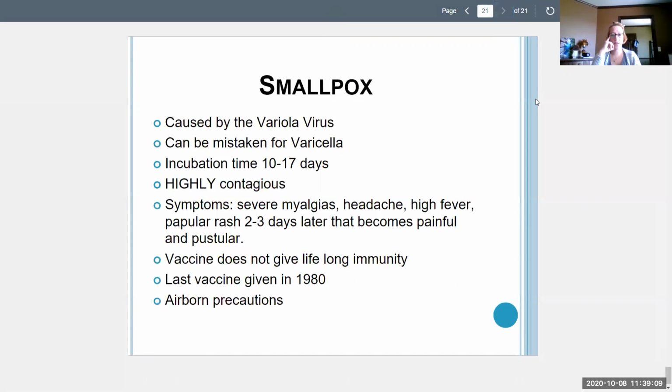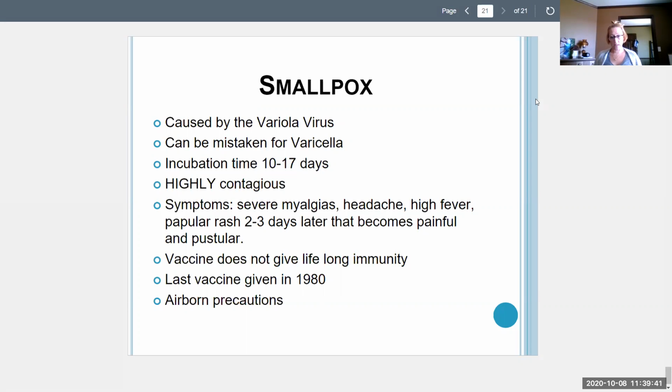Smallpox is caused by the variola virus, and it can be mistaken for varicella. Smallpox is not chickenpox, it's very different. It's the variola virus, not the varicella. Incubation time is 10 to 17 days, and it is highly contagious. Symptoms can cause severe malaise, headache, high fever, and a papular rash 2 to 3 days later that becomes painful and pustular. Vaccine does not give lifelong immunity, and the last vaccine was given in 1980.